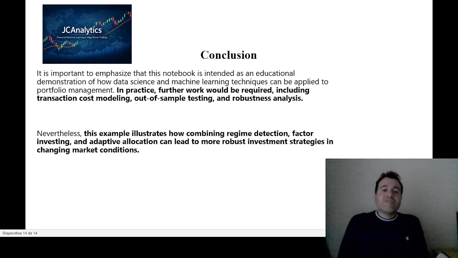It is important to emphasize that this notebook is intended as an educational demonstration of how data science and machine learning techniques can be applied to portfolio management. In practice, further work will be required, including transaction cost modeling, out-of-sample testing, and robustness analysis. Nevertheless, this example illustrates how combining regime detection, factor investing, and adaptive allocation can lead to more robust investment strategies in changing market conditions.